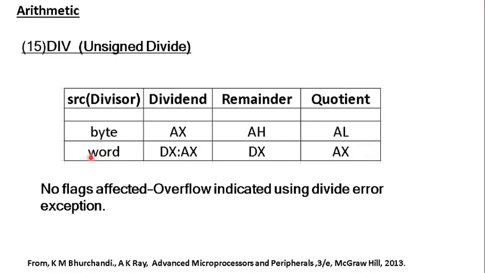Then suppose that your divisor or source is a word, or the size of an entire register. Then your dividend is supposed to span across DX AX, with the uppermost bits of the dividend in DX and the lowermost bits of the dividend in AX. After division, your remainder will be in DX and quotient will be in AX. In the case of the division instruction, it doesn't affect any flags, but the overflow condition, whenever it happens, for instance when you divide a dividend by 0, if your source is 0, it will definitely result in an overflow condition that is indicated using a divide error exception or a software exception.